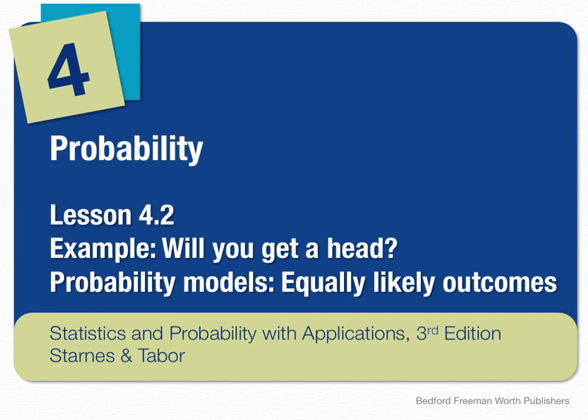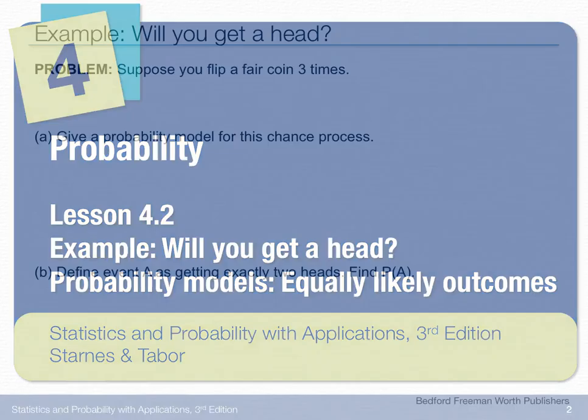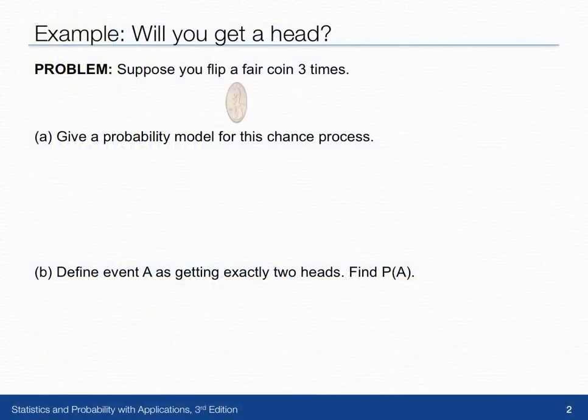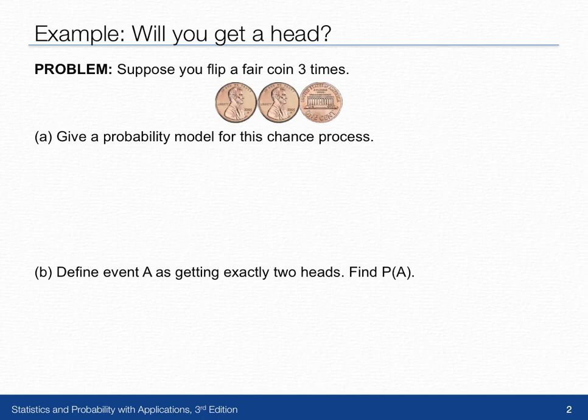In the Lesson 4.2 example, Will You Get Ahead, we'll explore probability models for events with equally likely outcomes. Suppose you flip a fair coin 3 times and then record the outcome. Give a probability model for this chance process. Now recall, a probability model includes 2 components.